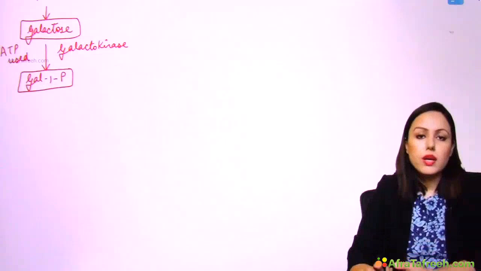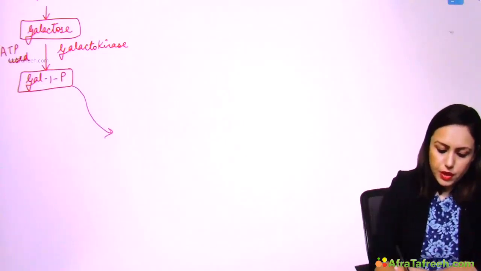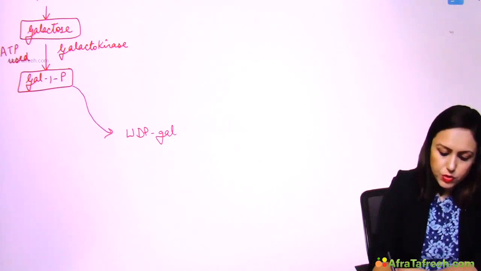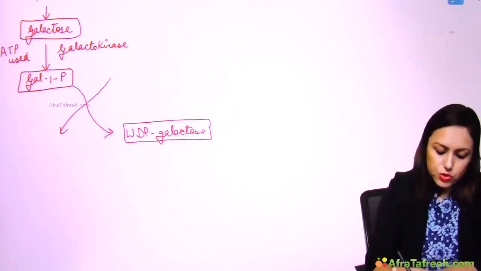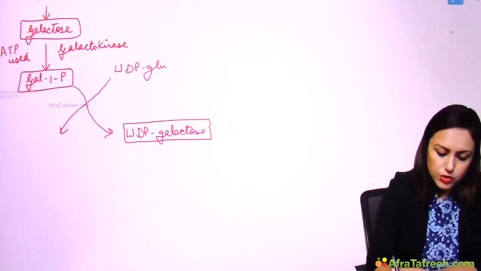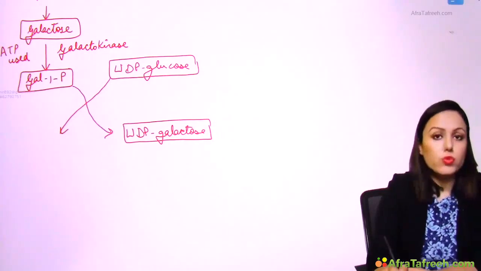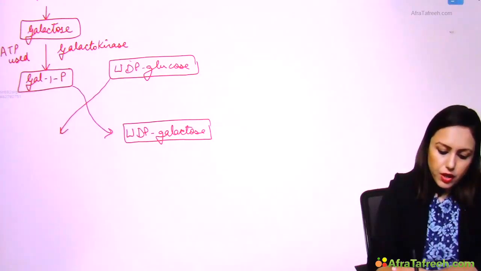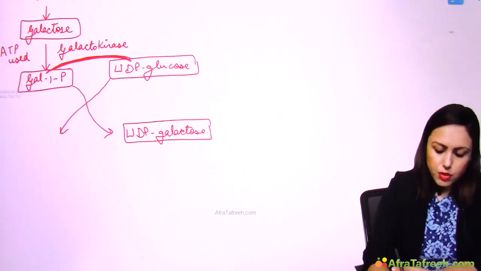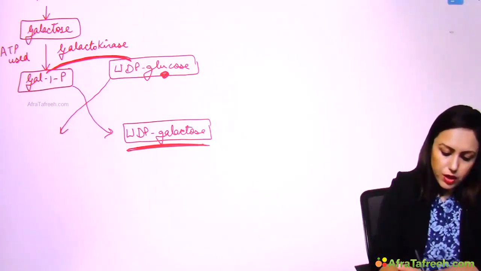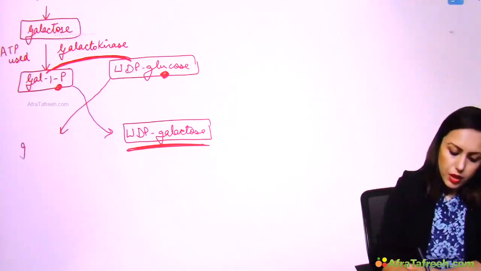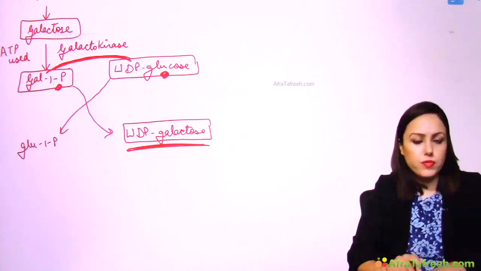galactokinase. Right now, galactose 1-phosphate will be converted to UDP galactose. So the phosphate group needs to be removed and UDP group needs to be added. So for this reaction, what is used? UDP glucose is used. UDP will be attached to galactose, making UDP galactose. On the other hand, this glucose will attach to this phosphate, making glucose 1-phosphate, right?